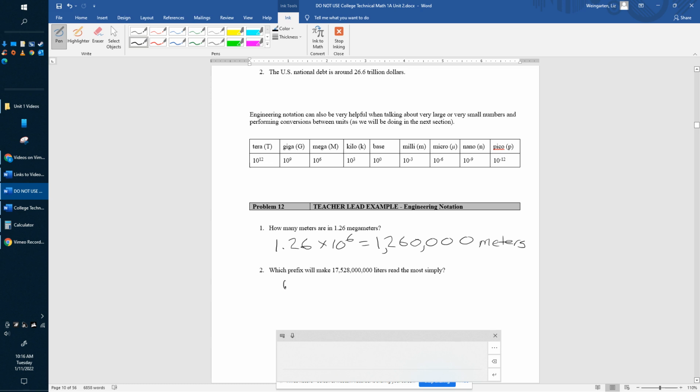So if we take 17.528 times 10 to the 9th, what is that going to leave us? Where's 10 to the 9th on this table? It's right here. So it's going to be 17.528 gigaliters. It's a lot of liters.